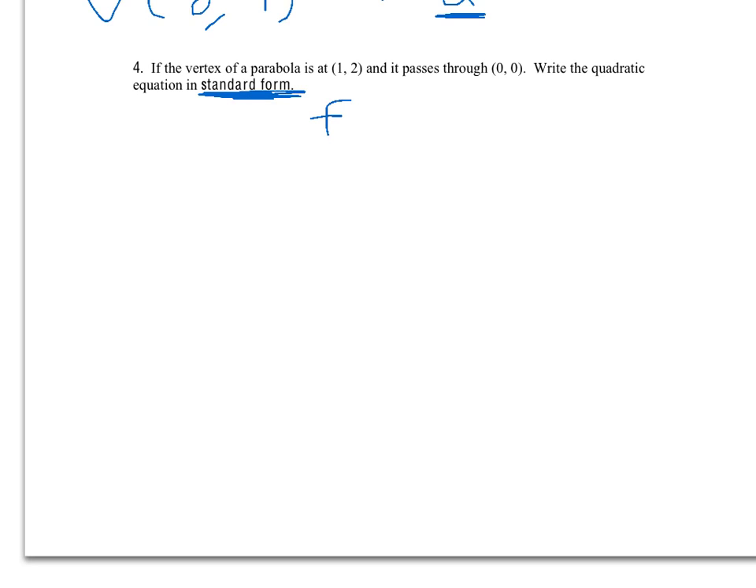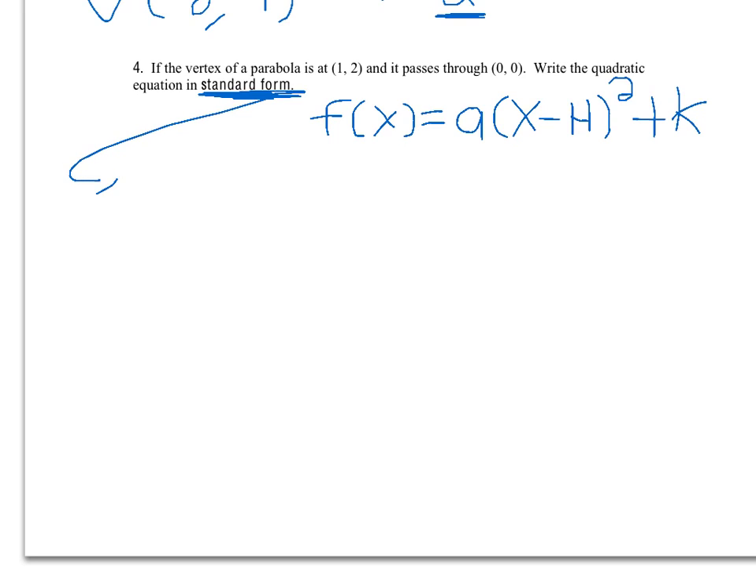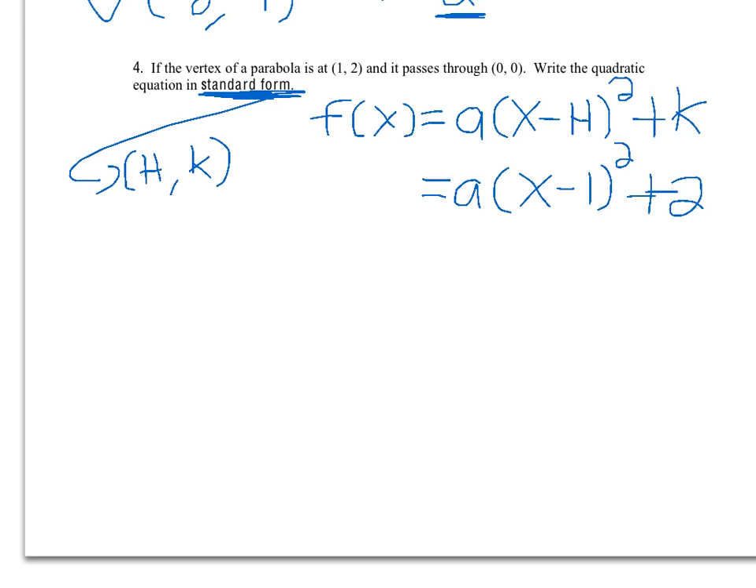Well, again, standard form is this. f of x equals a times the quantity of x minus h squared plus k. Okay, h, k, remember, that's the vertex. Well, in this case, 1, 2, that's h, k. So I'm going to plug that in right away. I have a, and then I have x minus, h is going to be 1, and k is going to be 2. Right? Shifts to the right one, and it goes up 2. The only thing that I have to find here is this a.